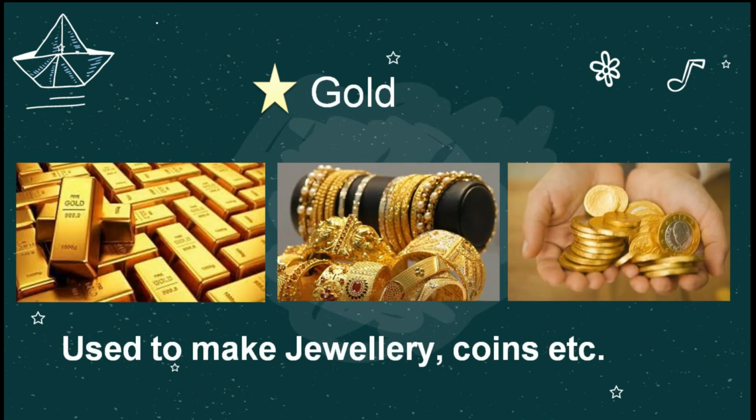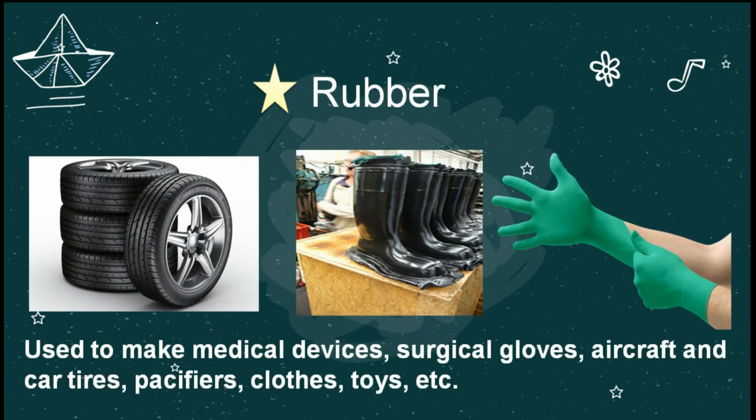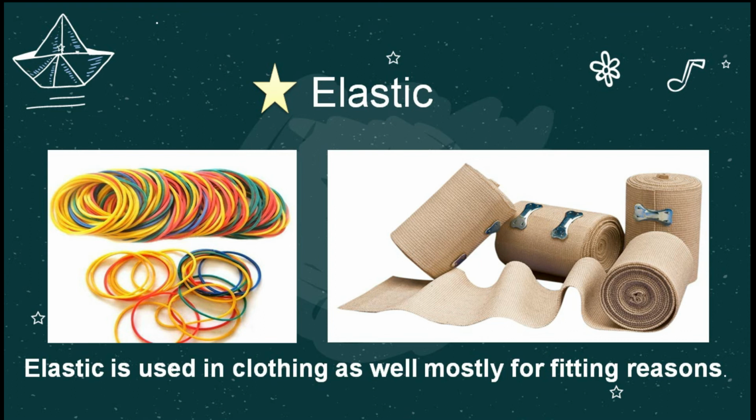Gold, used to make jewelry, coins, etc. As you can see in the picture. Rubber, used to make medical devices, surgical gloves, aircraft and car tires, vehicles, clothes, toys, etc. As you can see in the picture. Elastic is used in clothing as well, mostly for fitting reasons.